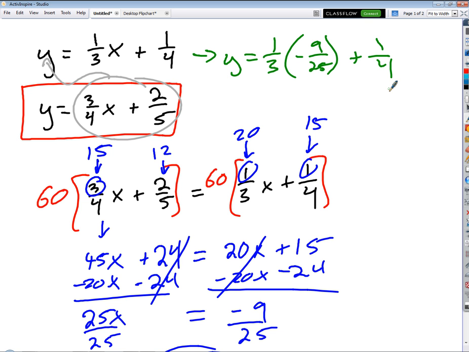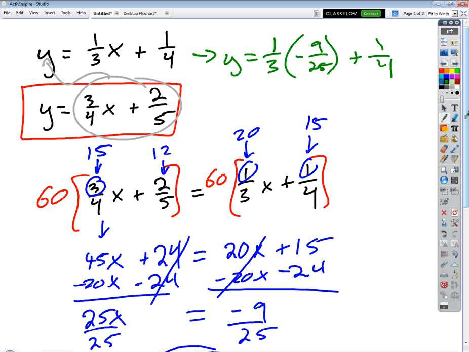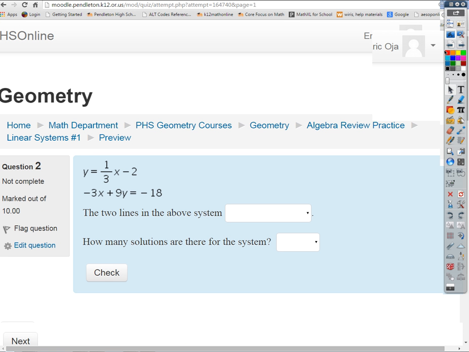Okay, the other thing that came up was real simple, but I'll save you a little time, was on stuff like this. This is just a sample of the first linear systems assignment.